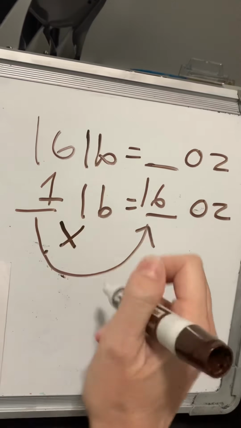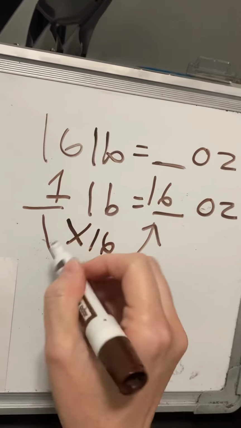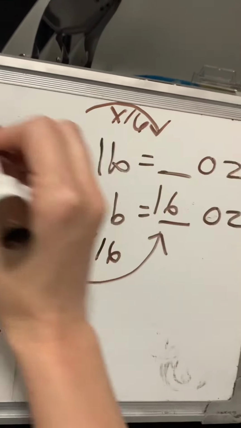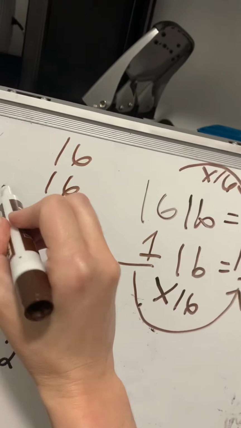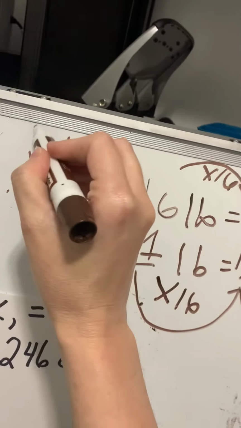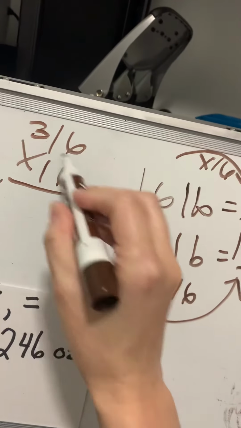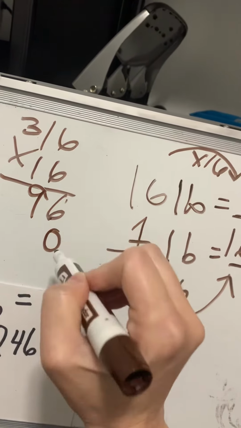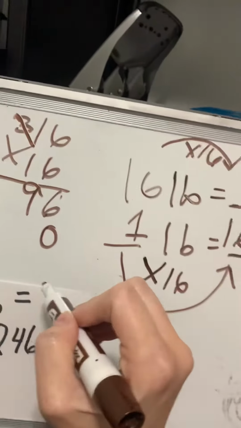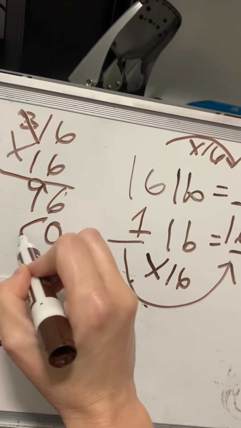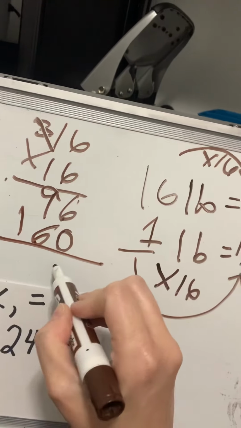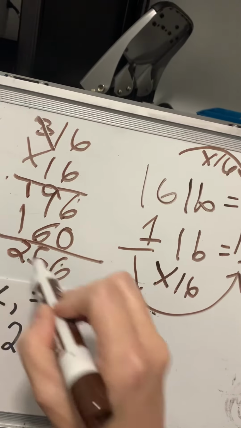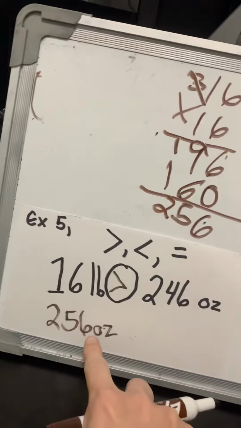So I'm going to multiply the 1 times the 16, and then I'm going to do 16 times 16, and 16 times 16 over here. That's a 36. That's a 6, and then a 9, and then we have a 0. You can cross out the 3. Then that's going to be a 6 and a 1. And then that's a 6, that's a 15, and then that's a 2. So our answer is 256.